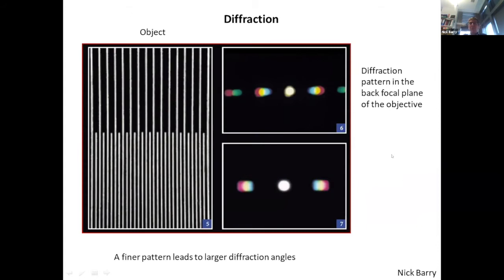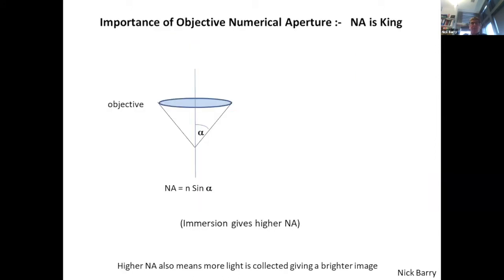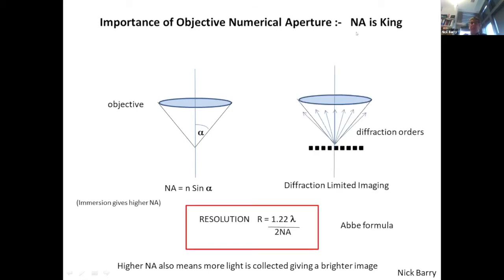So this concept of diffraction orders is key to the work of Abbe. The other thing that Abbe did was come up with this definition of numerical aperture, which really helped simplify the description of this problem. But one thing that it shows us is the refractive index of the sample is really important in NA. So oil, which has a refractive index of 1.5, is going to give you a higher NA than air, which has a refractive index of 1. So here NA is king in terms of resolution.